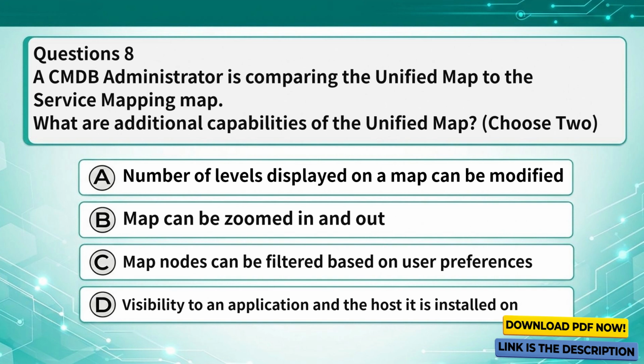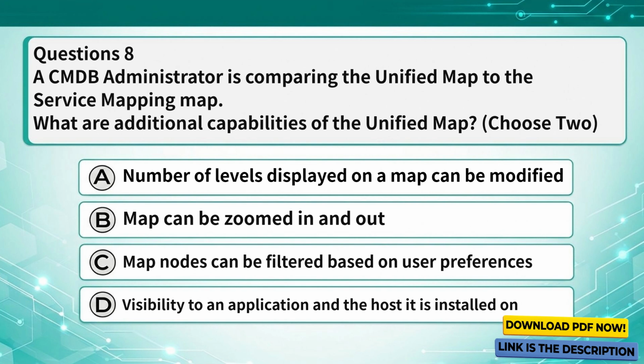Question 8. A CMDB administrator is comparing the unified map to the service mapping map. What are additional capabilities of the unified map? Choose 2. A. Number of levels displayed on a map can be modified. B. Map can be zoomed in and out. C. Map nodes can be filtered based on user preferences. D.